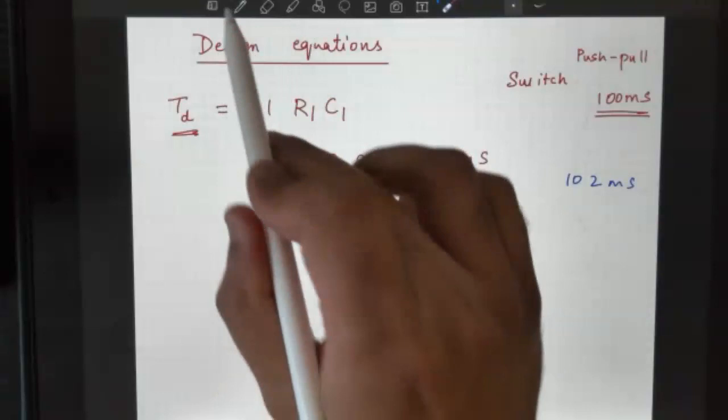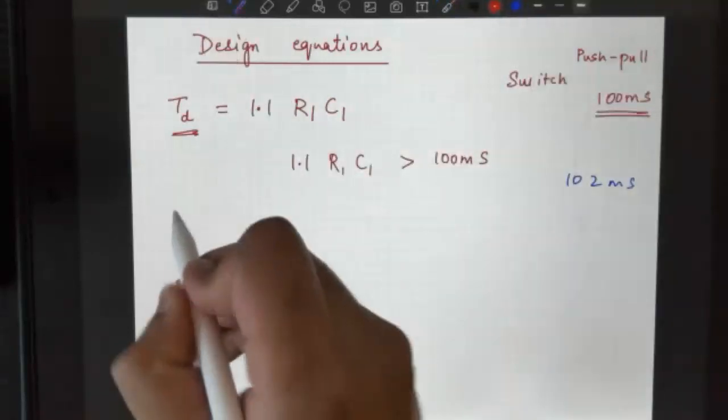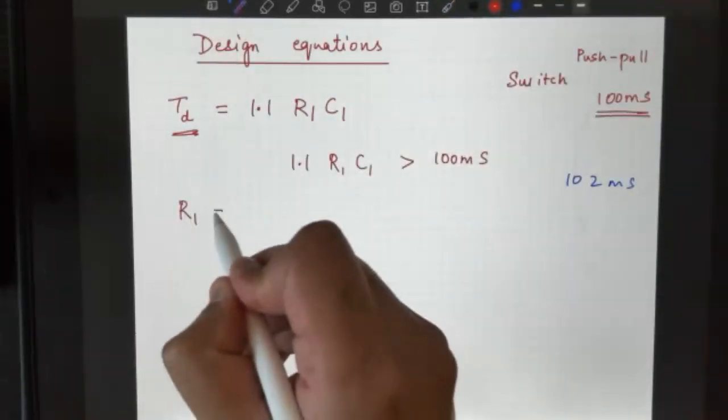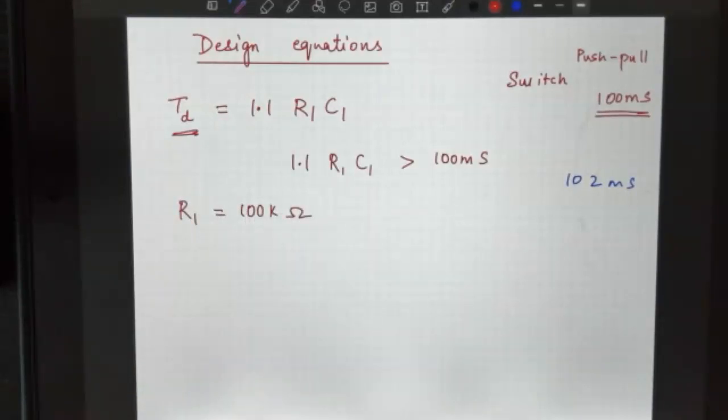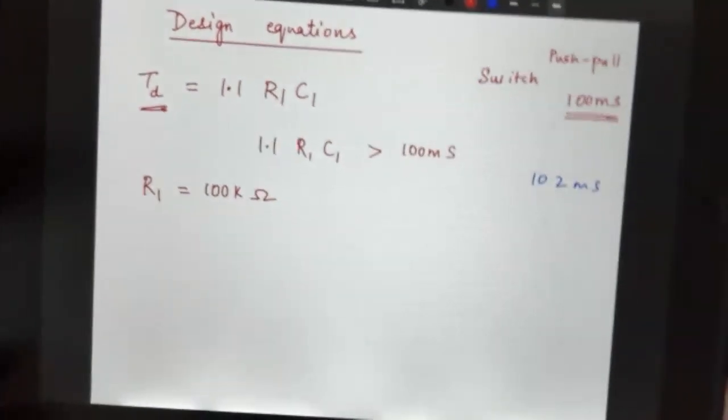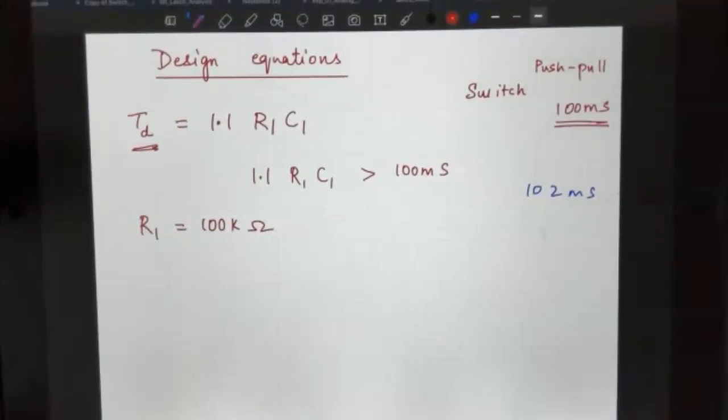Let's go back here and talk about what we do next. Well, I can take an approach like this. I can fix R1 to a 100k ohm resistor based on what we have.